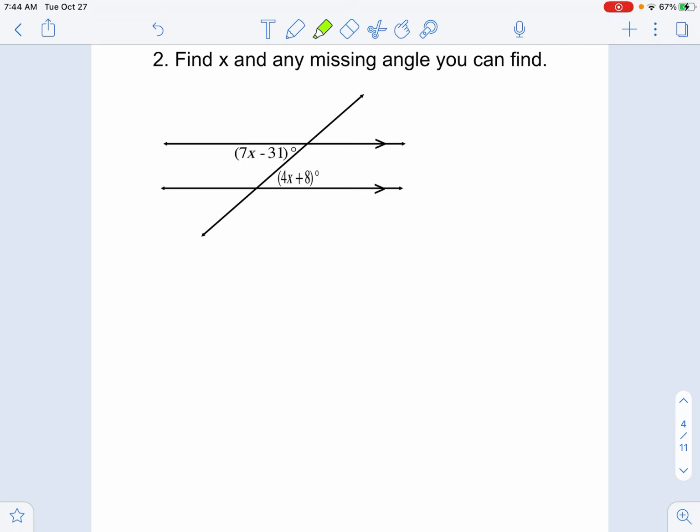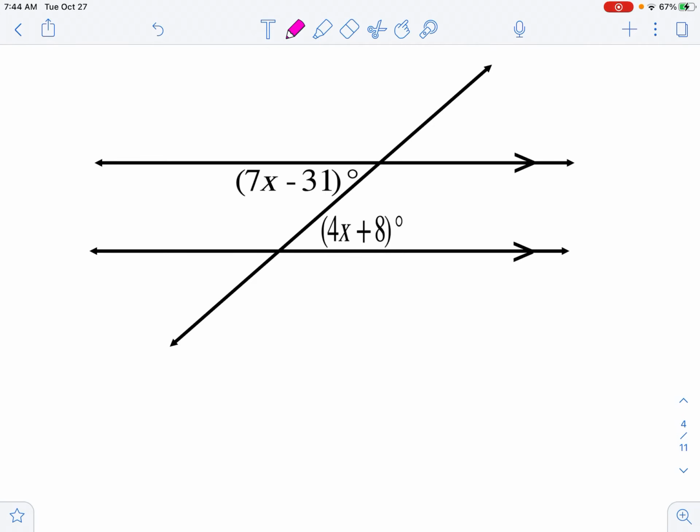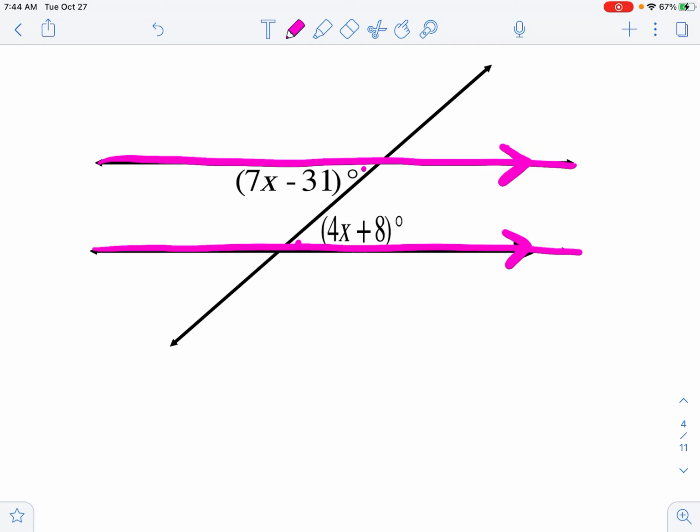Okay, so here's an example of a problem. It says find x and any missing angles that you can find. All right, so what we need to do is look at the 2 angles they give us and see what kind of angles they are. So these are the 2 angles right here. Here are my parallel lines. Now, one thing I need to tell you is that these arrows right here mean that the lines are parallel. So whenever you see a double set of arrows on a line, notice they're not on the ends, they're just on the lines themselves, that means that those lines are parallel.